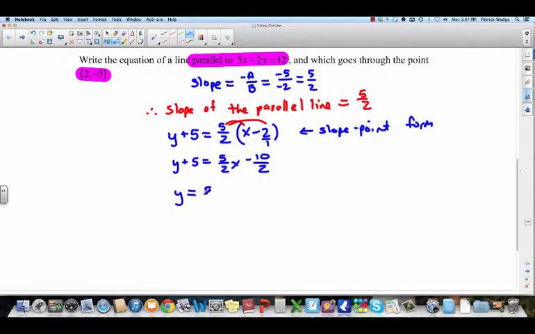So we have 5 over 2x. Might as well simplify this. We're going to take away 10 over 2, which is 5. And then we're going to move this plus 5 over. It becomes another negative 5. Okay, let's do one last step here. y equals 5 over 2x. Negative 5 take away another 5 is negative 10. Okay, this right here is slope-intercept form.